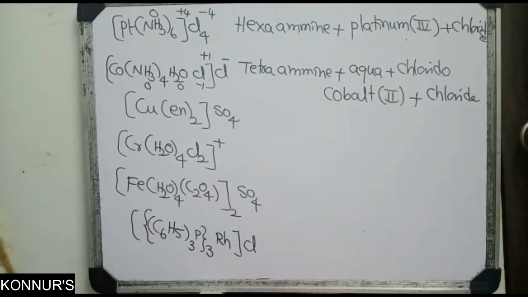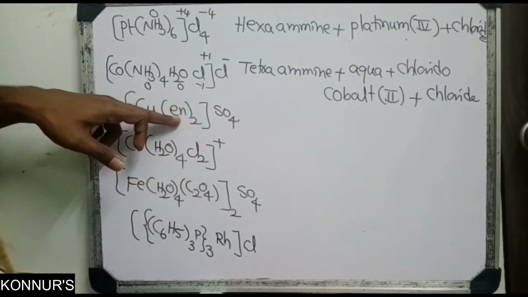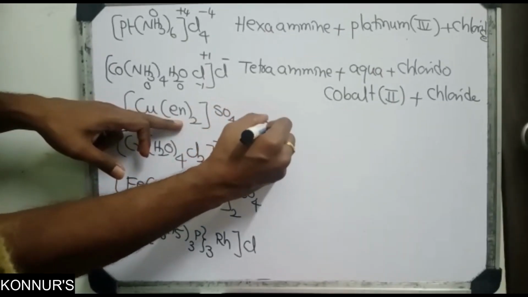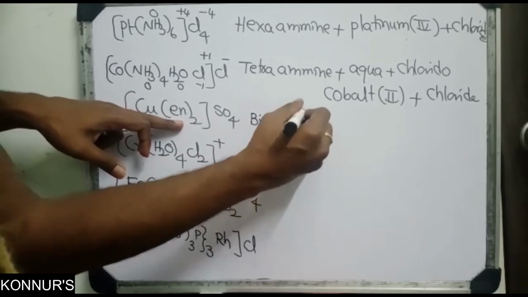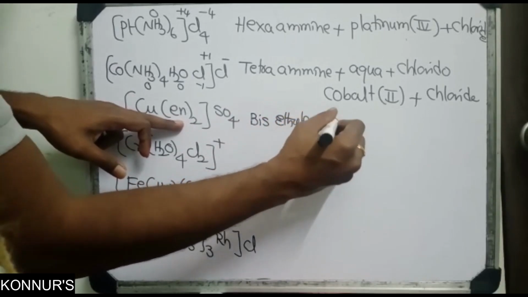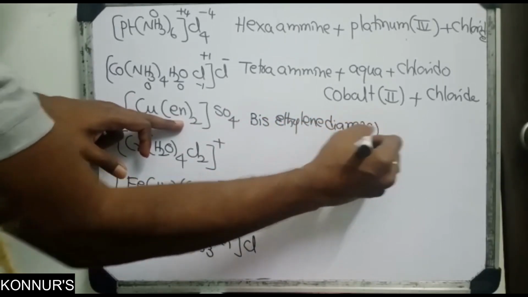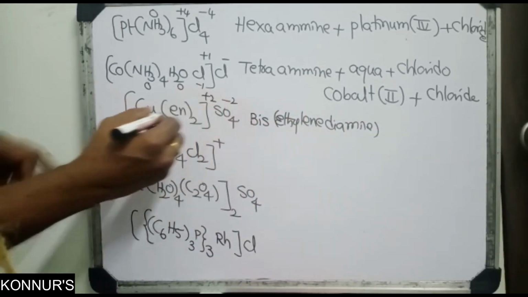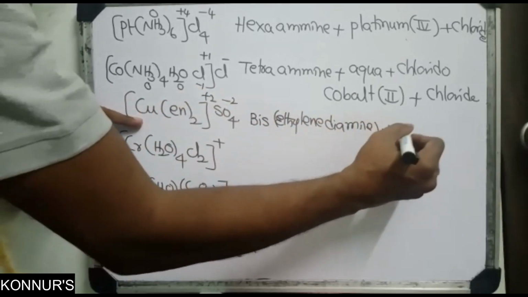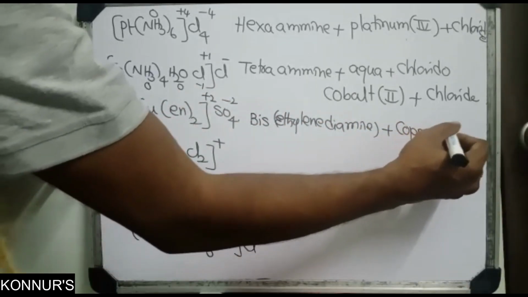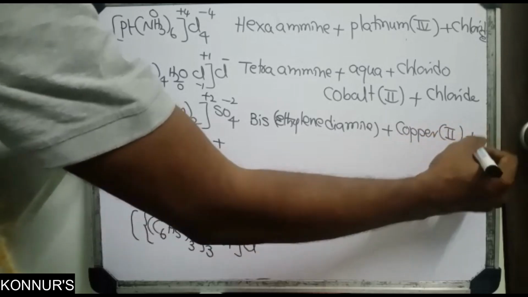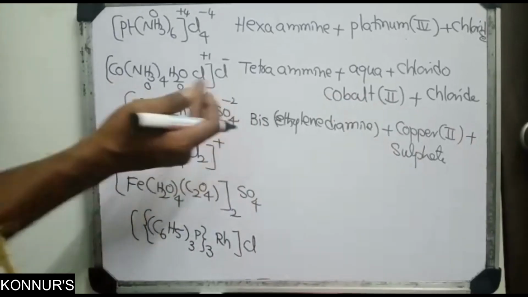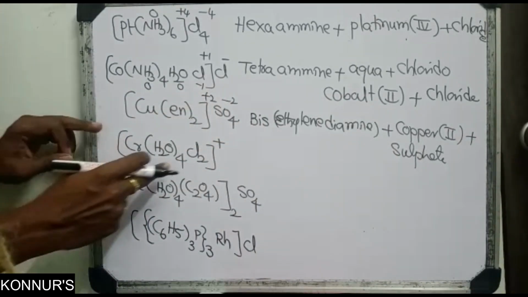Then next here, the complex sphere. So ethylenediamine. Ethylenediamine is what? Bidentate. So that's why you write bis. Bis(ethylenediamine). So here minus 2, here plus 2. So copper. So copper(II) sulfate. First positive, next negative.